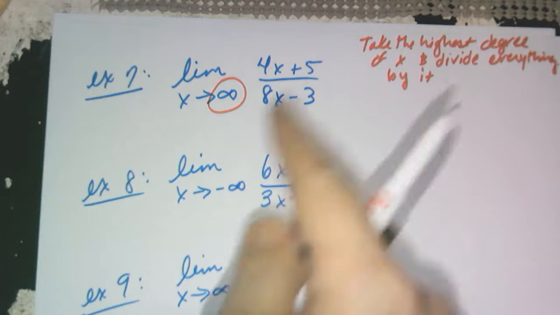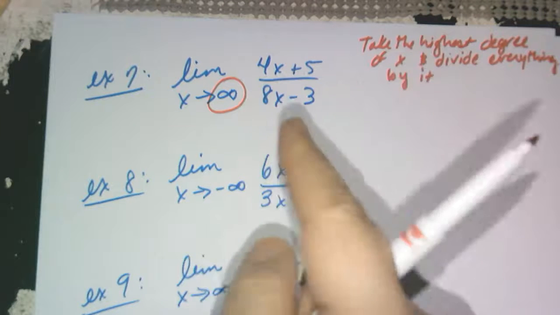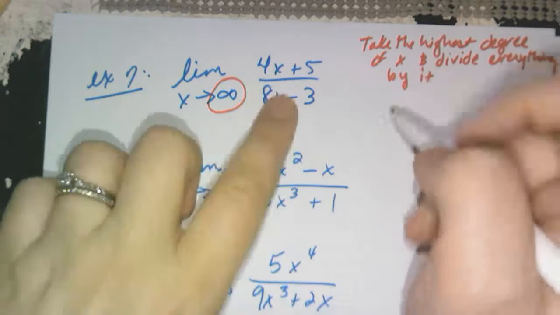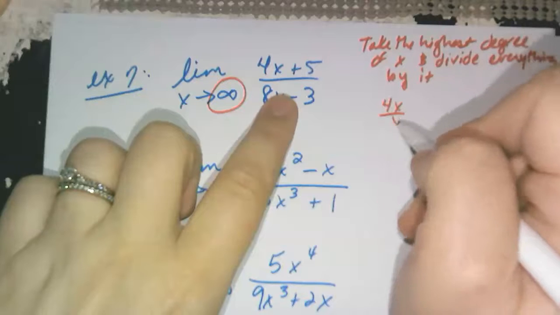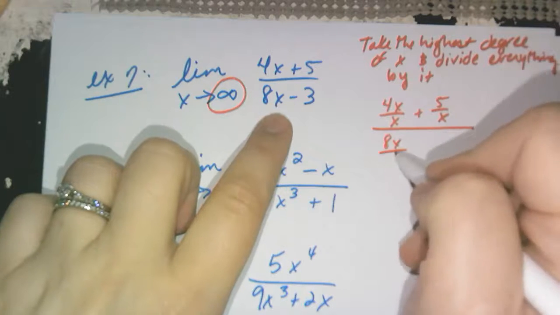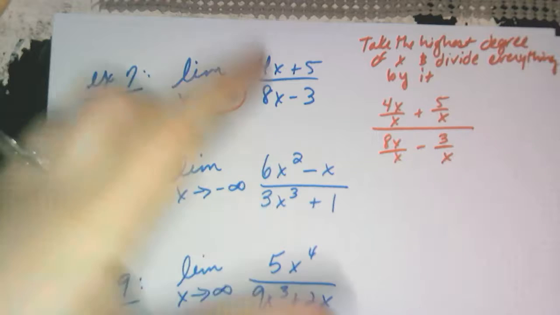All right, what's the highest degree of x in this problem right here? It is x, just the value of the degree x. Okay, so you are going to divide everything by an x. Whatever you do on the top, you can do on the bottom. It's allowed in math. Why? Because it's allowed.